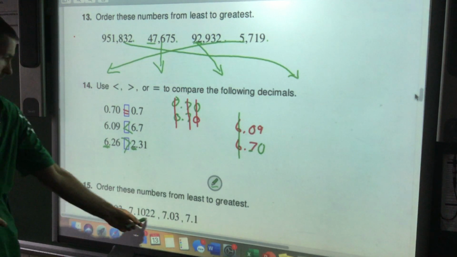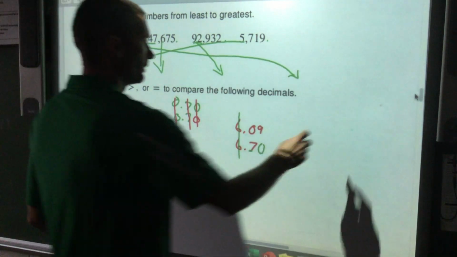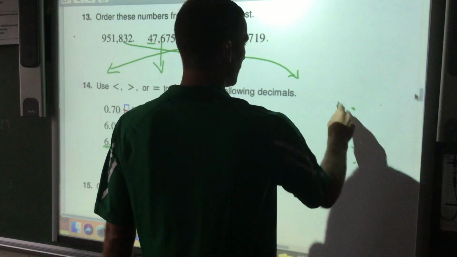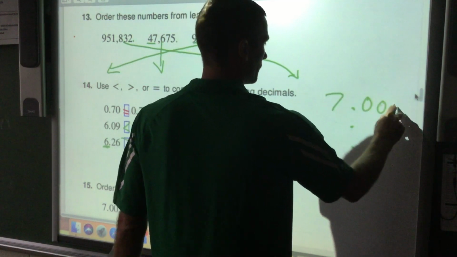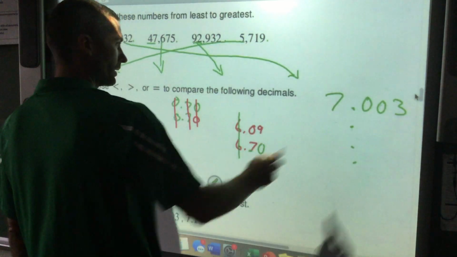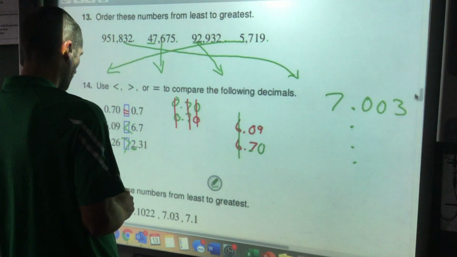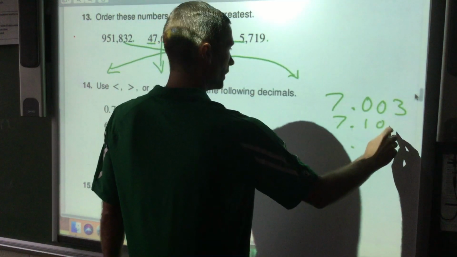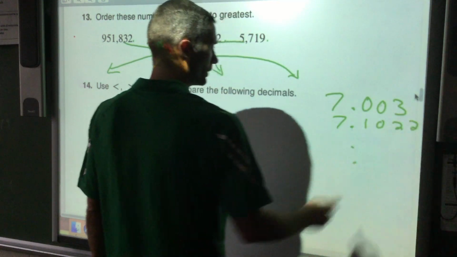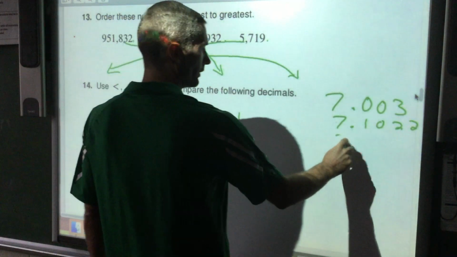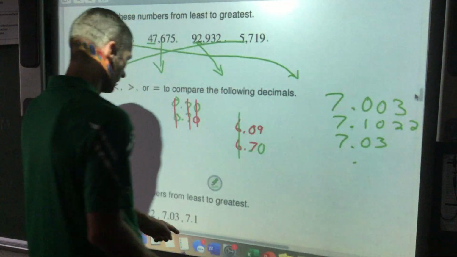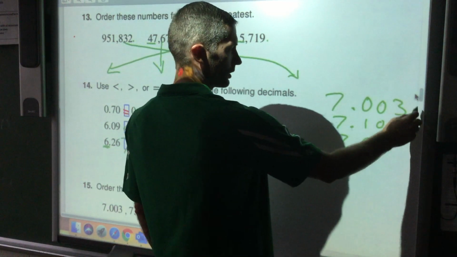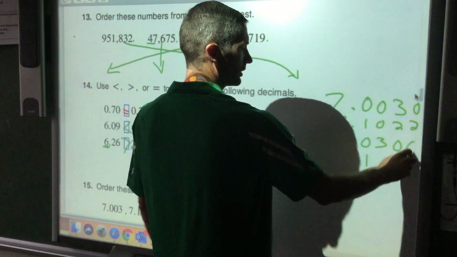Okay, now we're going to order these numbers from least to greatest. Again, let's have a nice lined up list and see it visually. Don't just try to do it in your head. 7 and 3 thousandths. 7 and 1,022 10,000ths. 7 and 300ths. 7 and 1/10. Okay, so now let's annex zeros all the way to my 10,000ths, so it's easier to see.